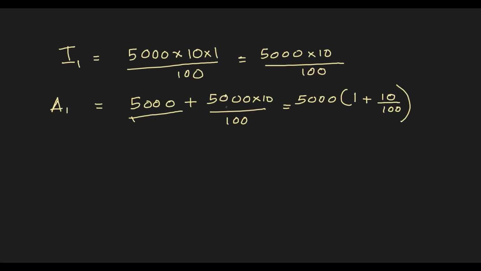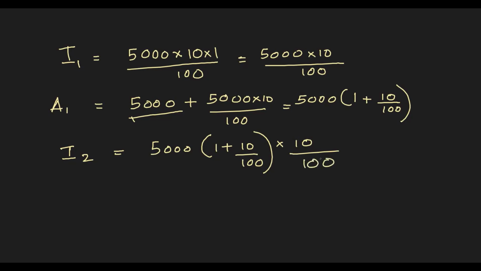Now in the second year, the principal amount is here, that is second year interest. How will you find it out? Second year interest, the amount is 5,000 into 1 plus 10 by 100. This is the amount, and into R into T. R is equal to 10 and time is equal to 1. 10 into 1, that is 10 by 100. That is amount P into R into T, if you want T you can take it as 1, divided by 100.